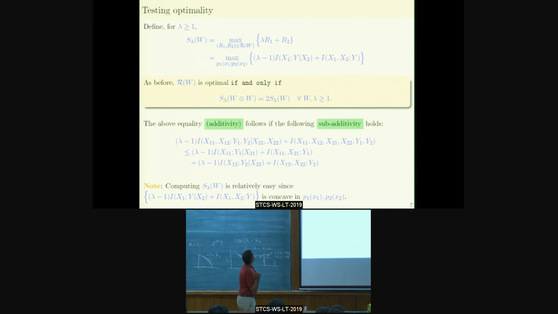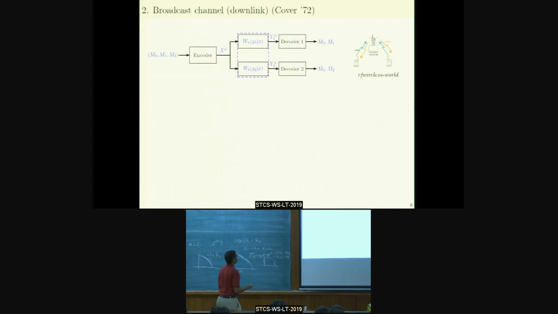Okay. Now let's look at the broadcast, the dual setting. Here you have a single sender who wants to communicate to two receivers. There's some message M0 that he wants to communicate to both people, a message M1 that he wants to communicate to one of them, and M2 he wants to communicate to the other person. In this sense, maybe a cell phone tower wants to communicate some timing information to both people, and their own messages to each of the receivers.